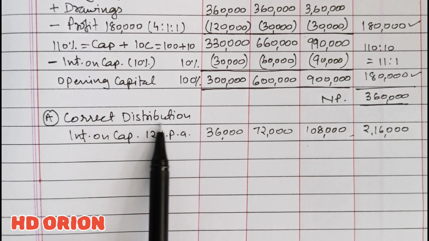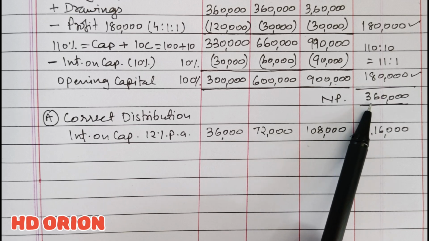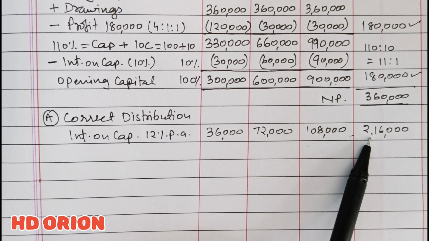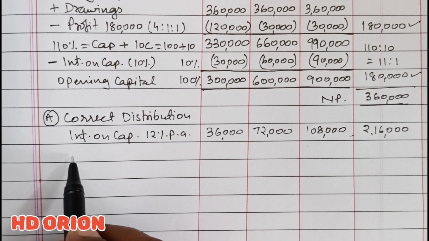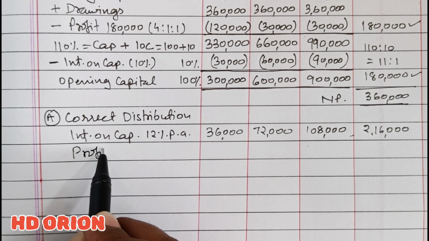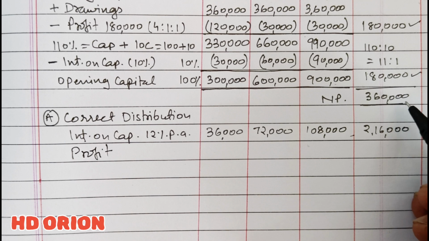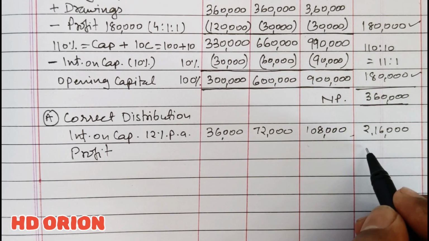But when we are correctly distributing, out of this 3,60,000, 2,16,000 is the correct interest on capital to the partners, and therefore the remaining profit means 3,60,000 minus 2,16,000. That will be the remaining divisible profit now. Fine. And that amount is 1,44,000.